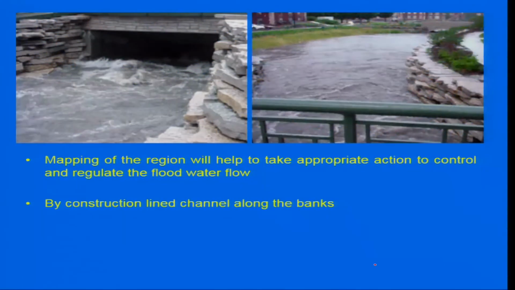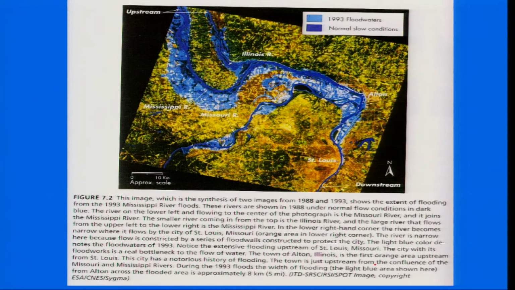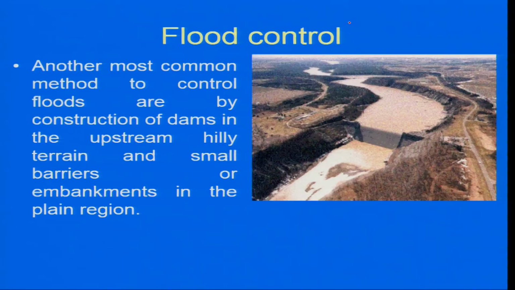Now, coming a bit quickly here, this is an example given for the Mississippi River, which marks the inundation during flooding events. So, this is the normal condition, and this is during the flood event which happened in 1993. So, you can easily mark which areas were affected.